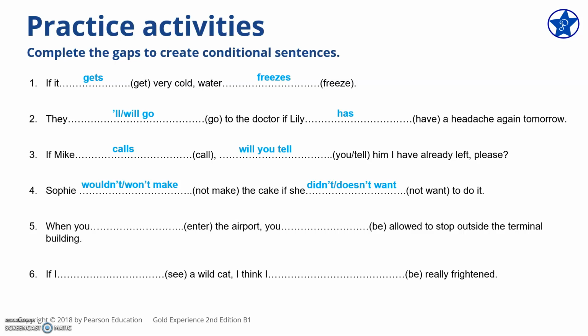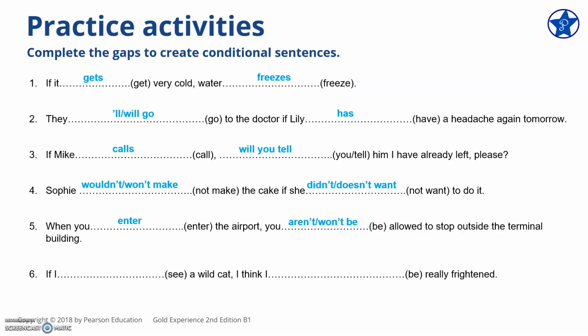Okay. Number 5, when you banana the airport, you banana allowed to stop outside the terminal building. When you enter the airport, you will be allowed to stop outside the terminal building. So I would use the first conditional here or zero conditional here, because it can also be true. And finally, if I banana a wildcat, I think really frightened. Well, I don't live in a jungle, so I would use a second conditional here. If I saw a wildcat, I think I would be really frightened.